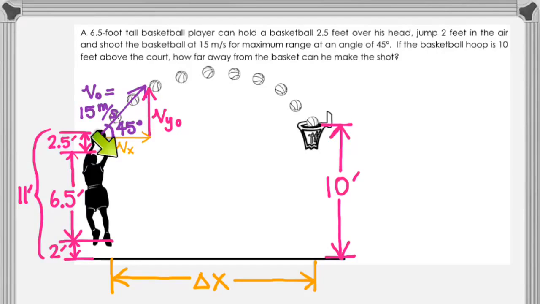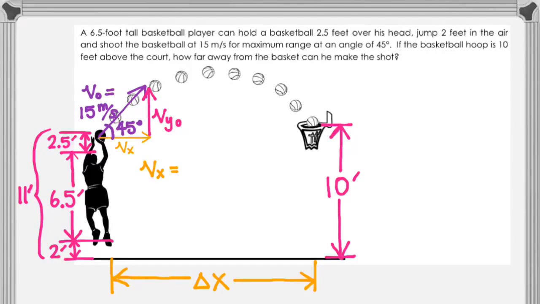So that's enough information for us to figure out what is the horizontal velocity and what is exactly the initial vertical velocity. Notice that the horizontal velocity is on the adjacent side of my triangle, with this being my angle, and my vertical, my vy naught, is on the opposite side. So if I wanted to solve for vx, which again is the adjacent side of the triangle with respect to this angle 45 degrees, it being adjacent and having the hypotenuse means I'm going to use the CAH part of SOHCAHTOA. CAH means cosine of 45 degrees is equal to the adjacent side divided by the hypotenuse.